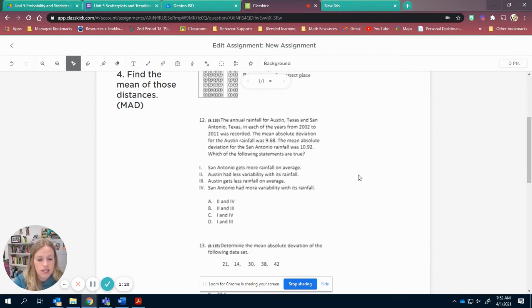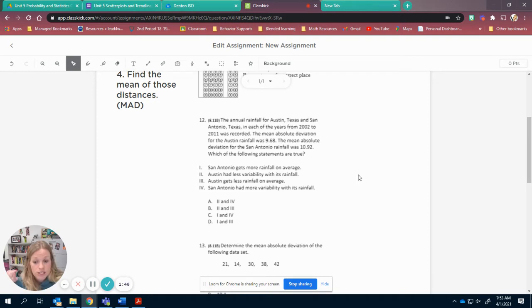On the second one, it says the annual rainfall for Austin, Texas, and San Antonio, Texas, in each of the years from 2002 to 2011 was recorded. The mean absolute deviation for the Austin rainfall was 9.68. The mean absolute deviation for the San Antonio rainfall was 10.92. Which of the following statements are true?